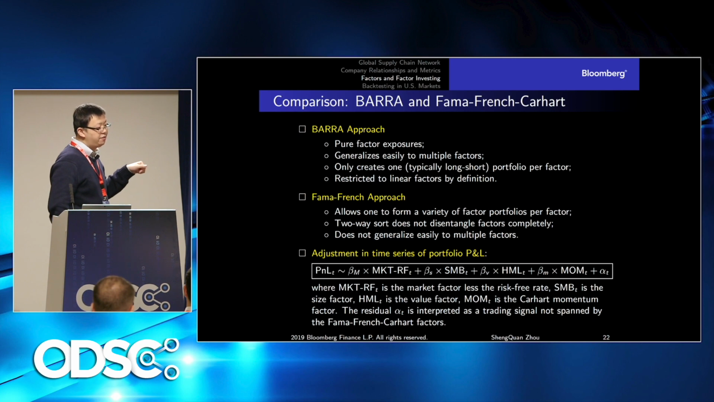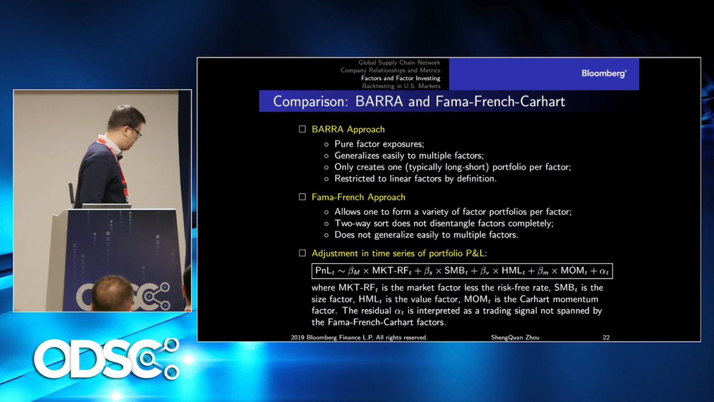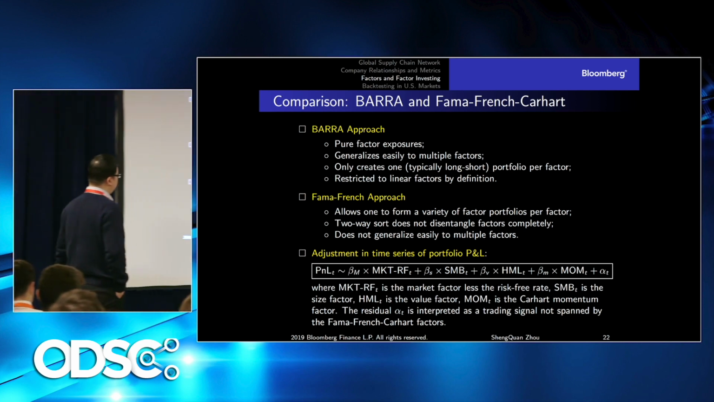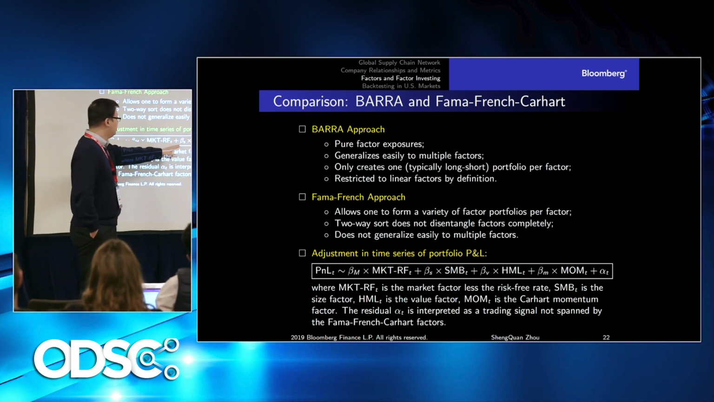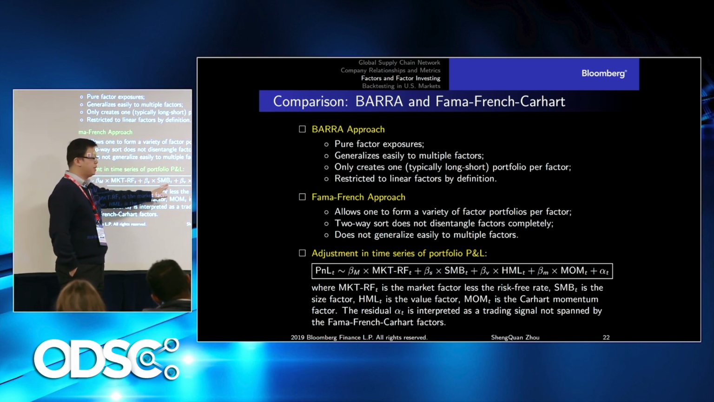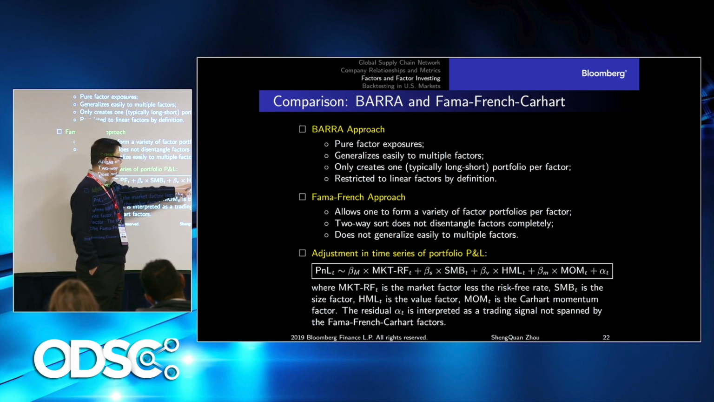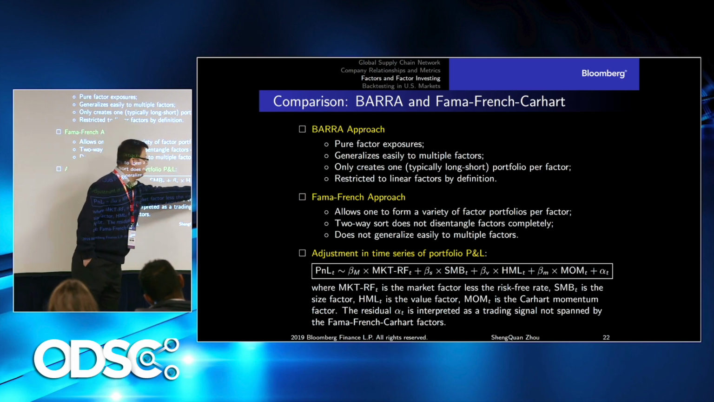the P&L of this factor portfolio in time series, using time series regression, regressing against all the known factors, for example, the market factor. I'm using the typical terminology. This is called the market factor. This small minus big is the size factor. High minus low is the value factor, and then momentum.